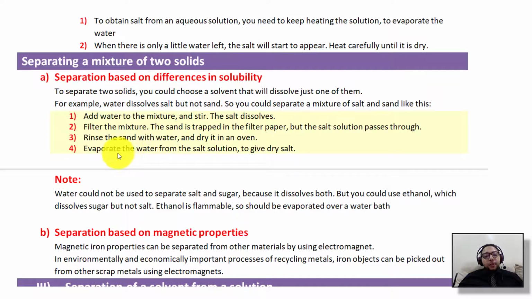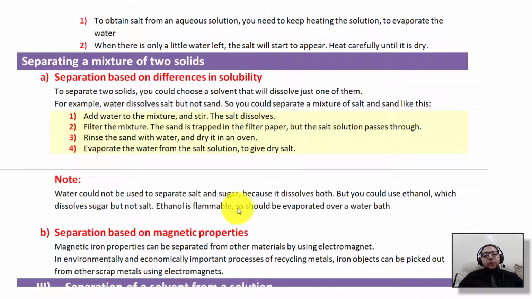Note, water could not be used to separate the salt and sugar because it dissolves both. So when you do this step, you're going to dissolve both the salt and the sugar, and you're not going to have anything to be blocked at the filter paper. But you could use ethanol, which dissolves sugar but not the salt. So over here we need to find another solvent, and in this case we're going to use ethanol, because ethanol dissolves only one kind of solid. It dissolves the sugar but not the salt.